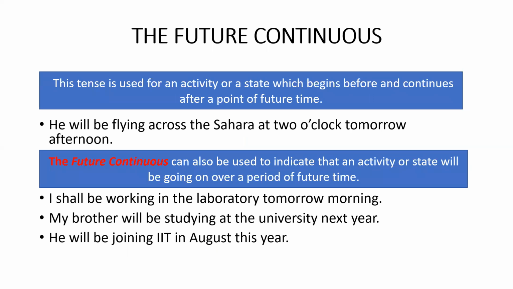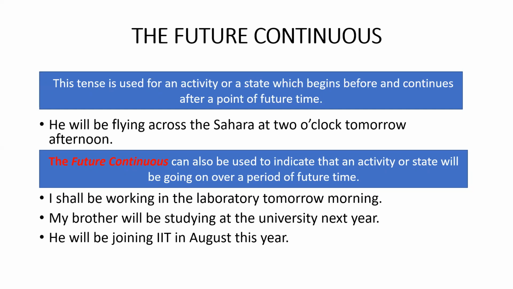And another way to talk about the future is with the future continuous tense. The tense is used for an activity or a state which begins before and continues after a point of future time. He will be flying across the Sahara at 2 o'clock tomorrow afternoon.